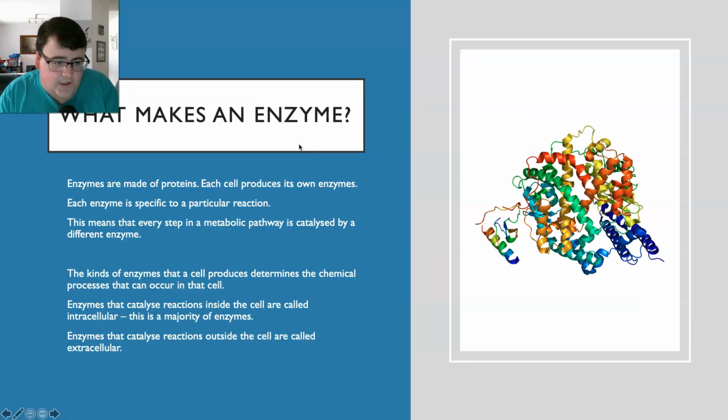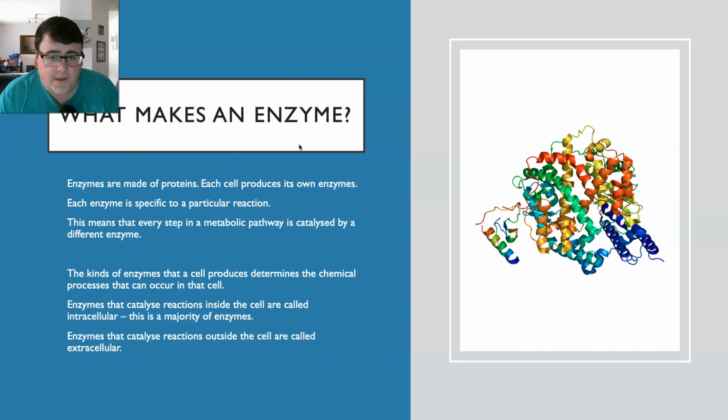But what makes up an enzyme? Enzymes are made up of proteins, and each cell makes its own enzymes. So whatever enzymes are needed in that cell will be made inside that cell through protein synthesis. Every enzyme that exists is specific to a particular reaction. For example, lipase is an enzyme that is specific to breaking down lipids. All lipases will have that specific structure that only lipase has.